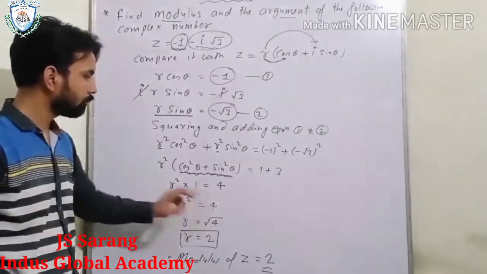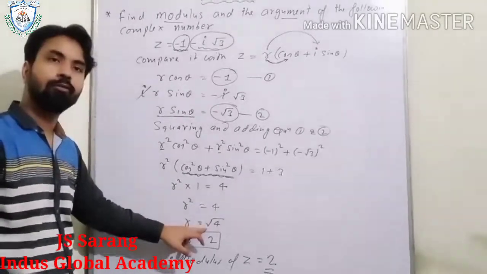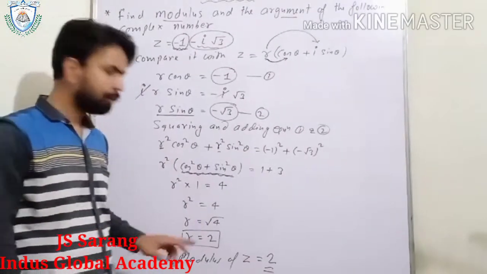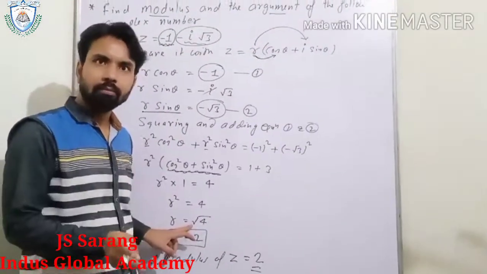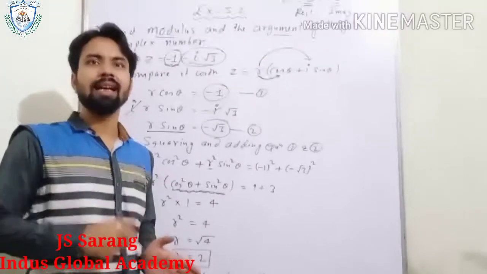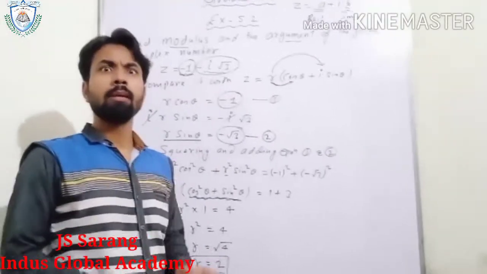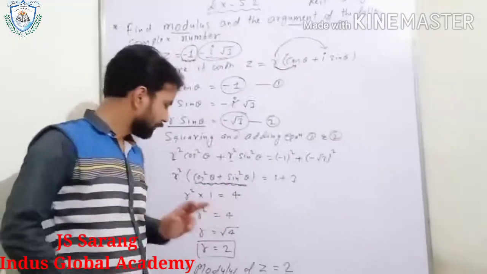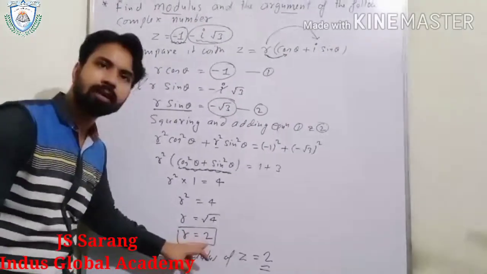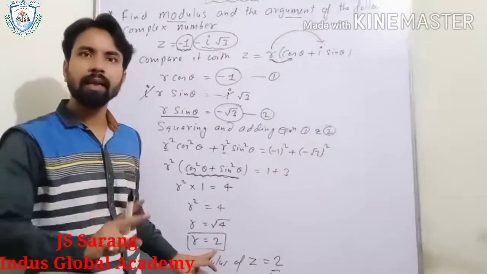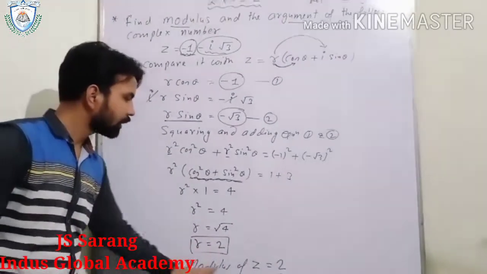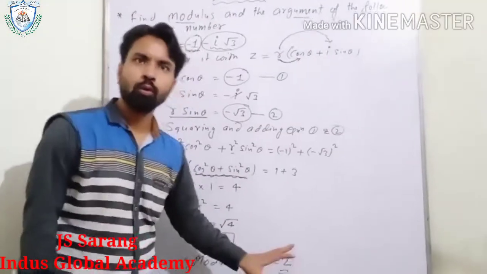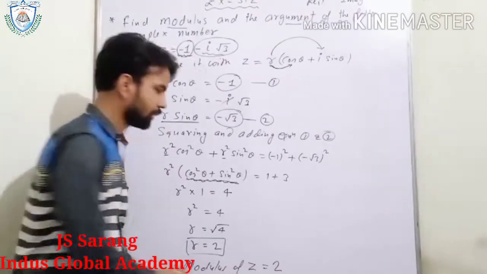Then r square is equal to 4. r equals square root of 4. We know that whenever we remove the square root sign, the answer can be positive or negative. But you know that modulus is the absolute value, meaning modulus is always positive. That's why I am taking r equals positive 2. r cannot be negative. Modulus cannot be negative. So r equals 2. So the modulus of z equals 2. Hope it is clear? Good.